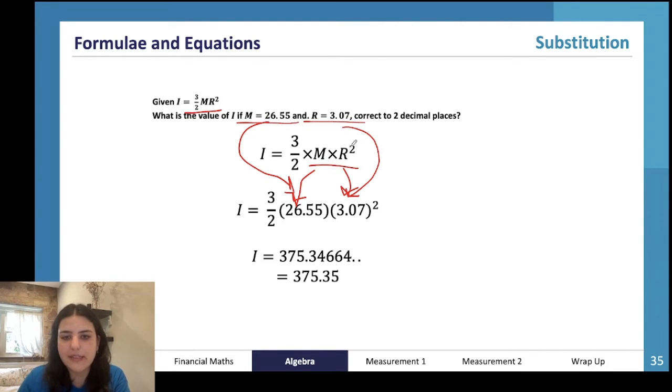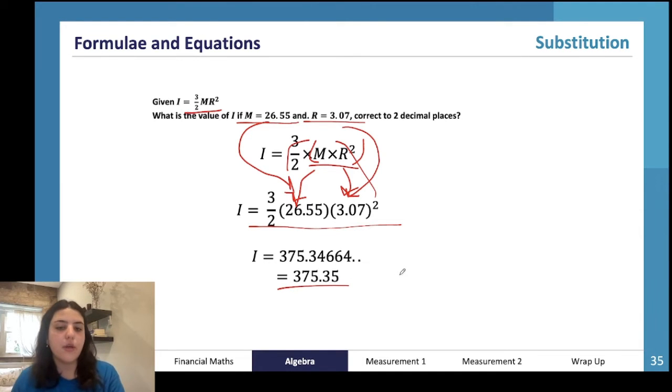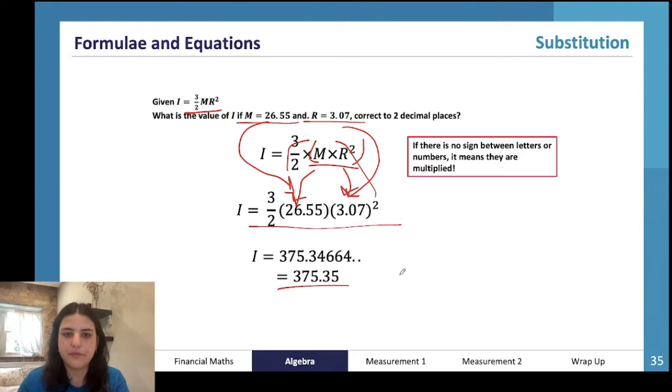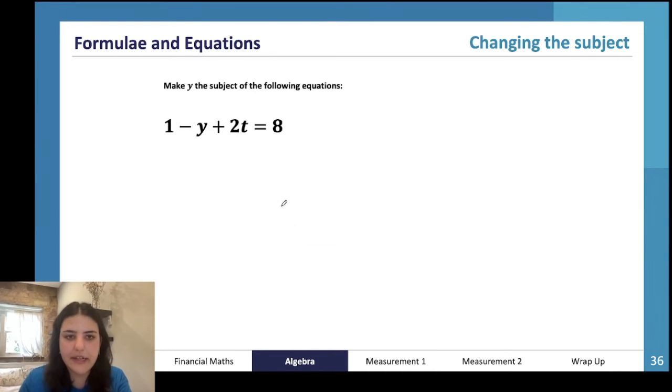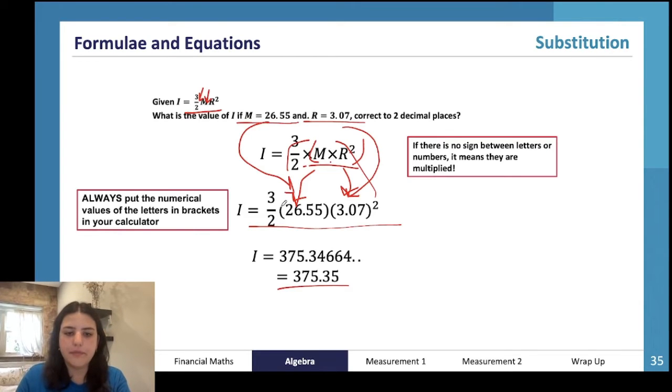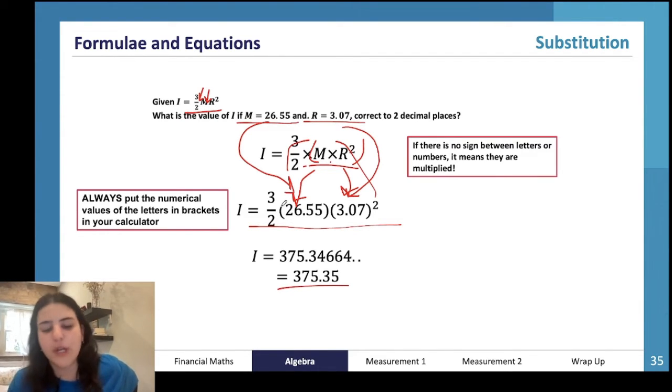This avoids certain things like the squared attaching to the whole part of the equation, or the times attaching to this when it should be attaching to this, or whatever it is. And all we do is place that into our calculator and we get our answer, 375.35. So if there is no sign between letters and numbers, it means that they're being multiplied. So we can see this is multiplication and this is multiplication in here, which is why we've added them into our formula. Always put, again, the numerical values in brackets in your calculator. We're going to have a look at a couple of substitution questions in our question section.